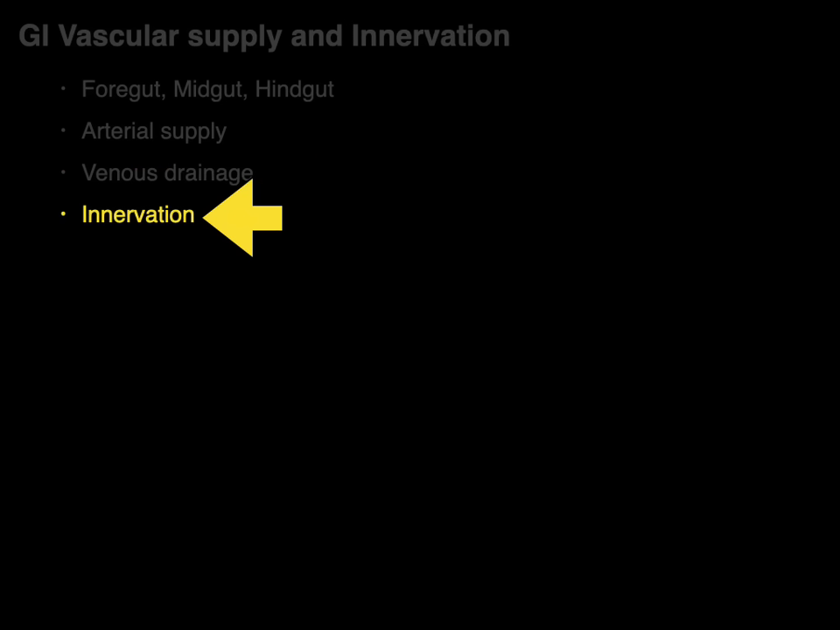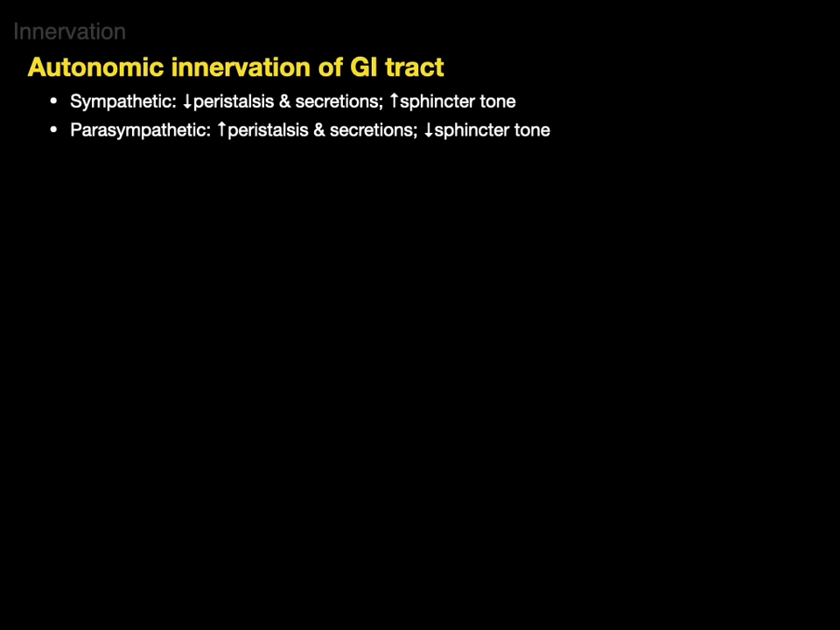Now let's conclude with the innervation of the gut tube. Autonomic innervation can either be sympathetic or parasympathetic. So sympathetic innervation will reduce peristalsis and decrease secretions, but increase sphincter tone. You're basically slowing down digestion. Or in contrast, parasympathetic innervation will increase peristalsis and increase secretions, but reduce sphincter tone, basically increasing digestion.